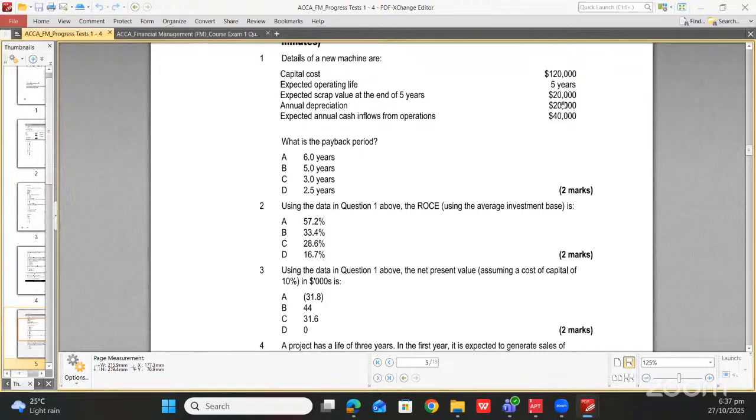The denominator now is going to be the initial investment plus the scrap value divided by 2. The initial investment, 120, plus the scrap value of 20 given right here. So 140 divided by 2, 70,000. So again, numerator, average profit, 20. Denominator, average investment, 70. So the ROCE would be 20 over 70, giving you 28.6%.